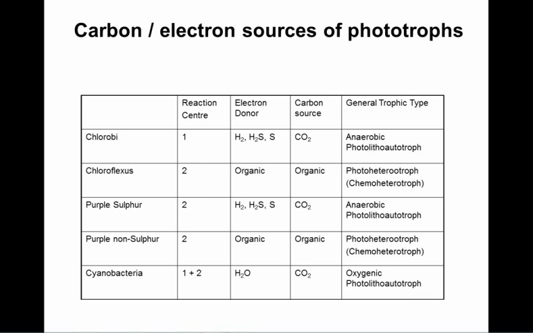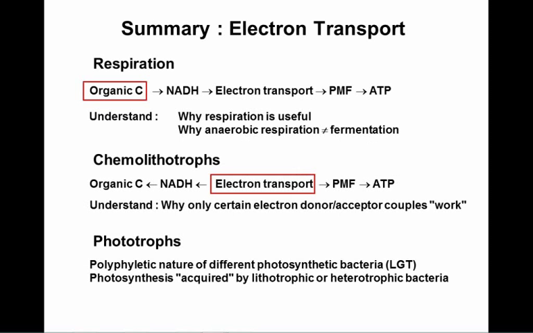And really the last thing to say about this is, I'm going to skip this, you'll just have to try and remember that. So this is the kind of slide: respiration. You start off with organic carbon, and this is the flow of electrons to produce NADH and ATP. Chemolithotrophs start off with electron transport somehow, and it's both going to produce NADH, which is going to be used to fix carbon, and proton motive force, which can produce ATP. And you have to go back and try to understand why only some couples are going to work for this. Phototrophs: photosynthesis is added onto one of these two basic carbon energy metabolic pathways.